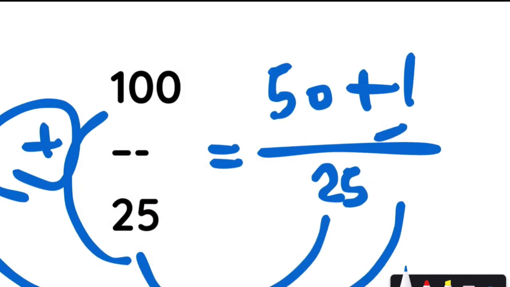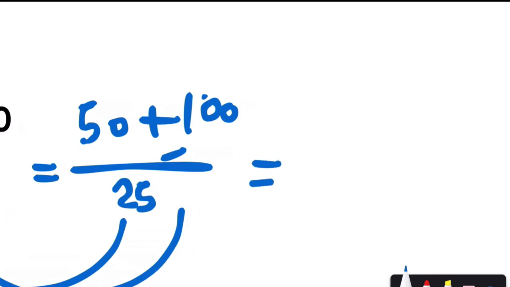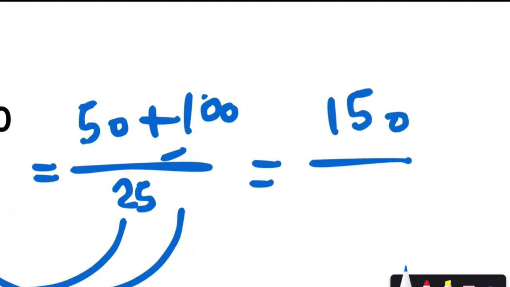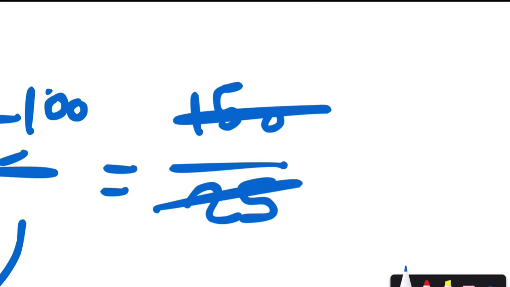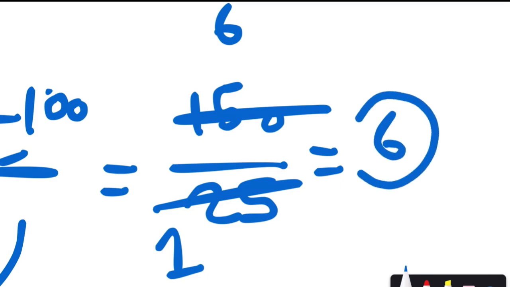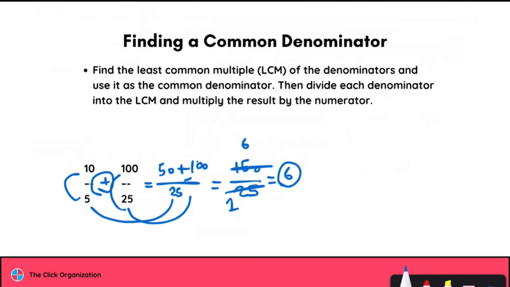So 50 plus 100. And now I have my answer, which is 150 divided by 25. And I can simplify these two again, because 25 is a factor of 150. So this will equal 6. And this was our third part and the second part of this lesson, finding a common denominator.